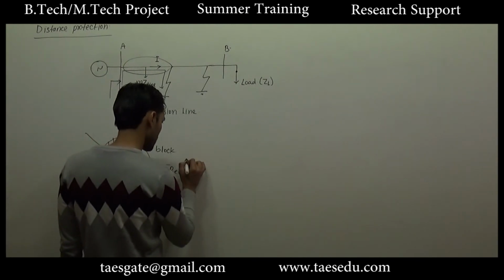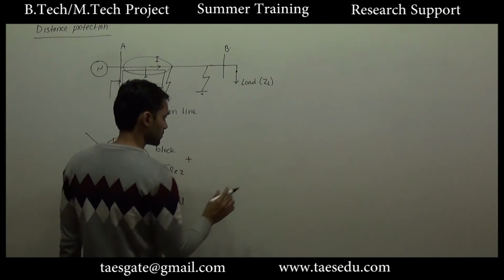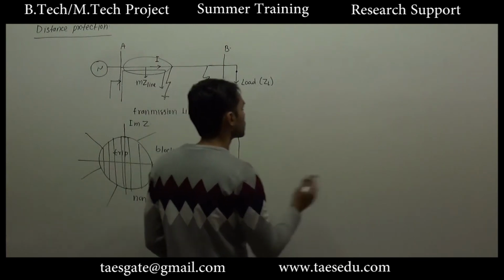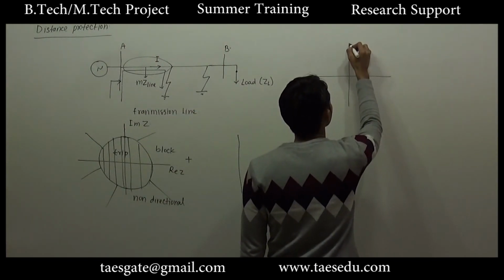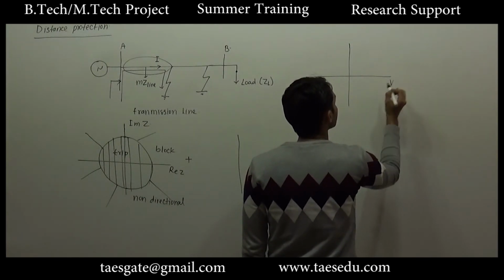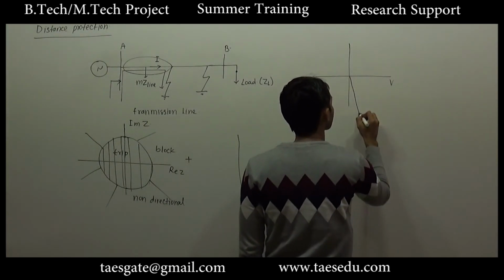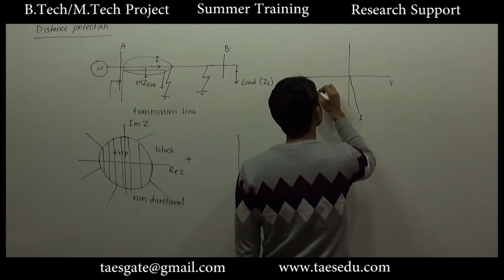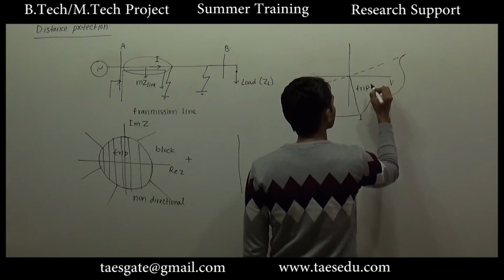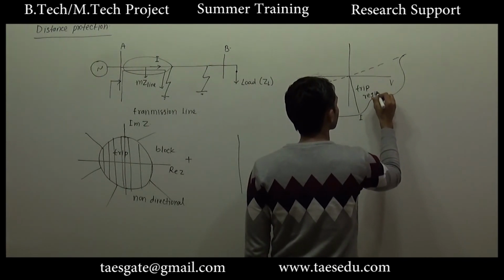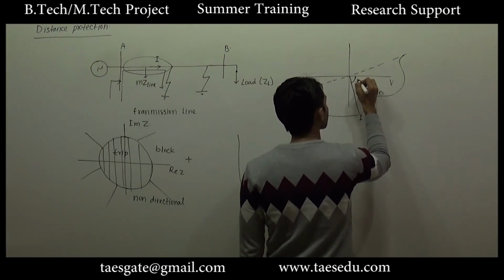If we add a directional constraint, how is the VI characteristic of a directional relay? This was V, this was I, this was the trip region, this was the phase difference angle phi.